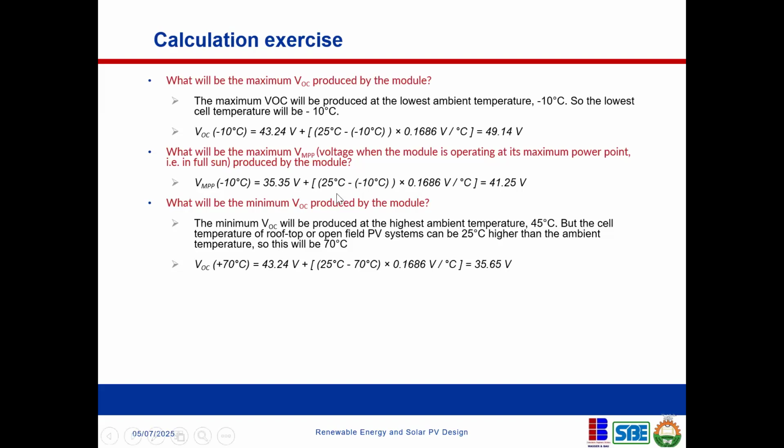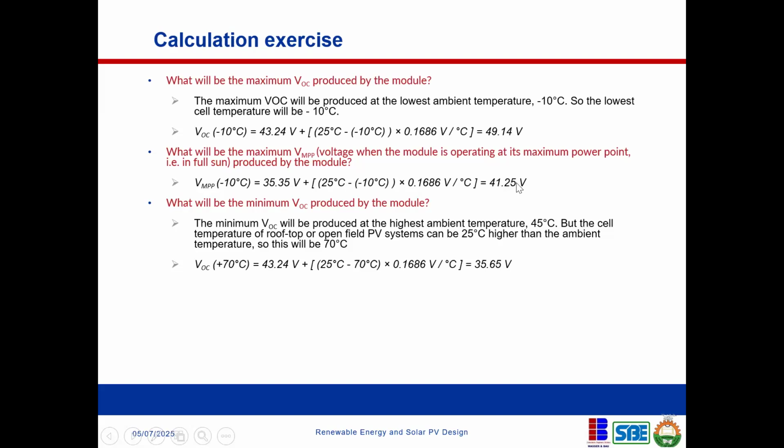Now, the voltage gain at that point, because the temperature has reduced, it didn't increase, it has reduced. So we're going to have an increase in the voltage, okay? It's 25 degrees centigrade minus minus 10 degrees centigrade, times the voltage drop at every degree rise in temperature, which is 0.1686. When we do that, we're going to have 41.25. This used to be 35.35, but because the temperature has dropped, we are able to achieve a voltage gain of up to 41.25.